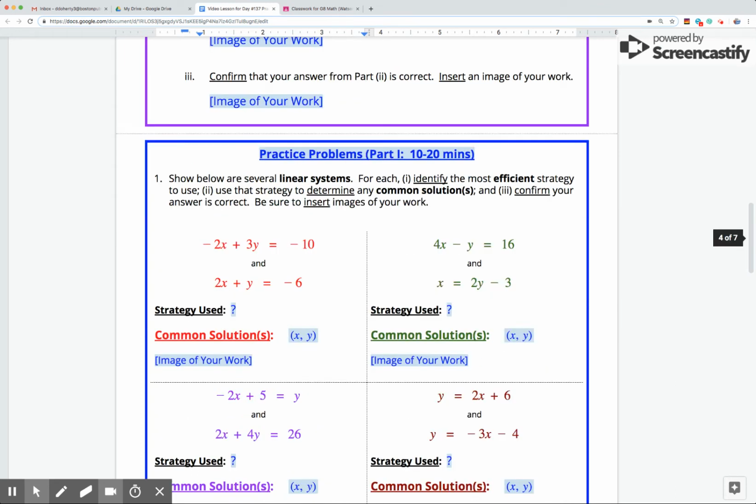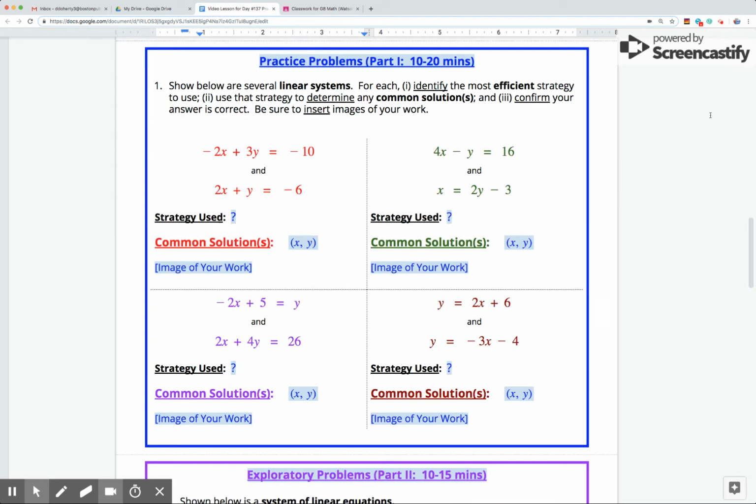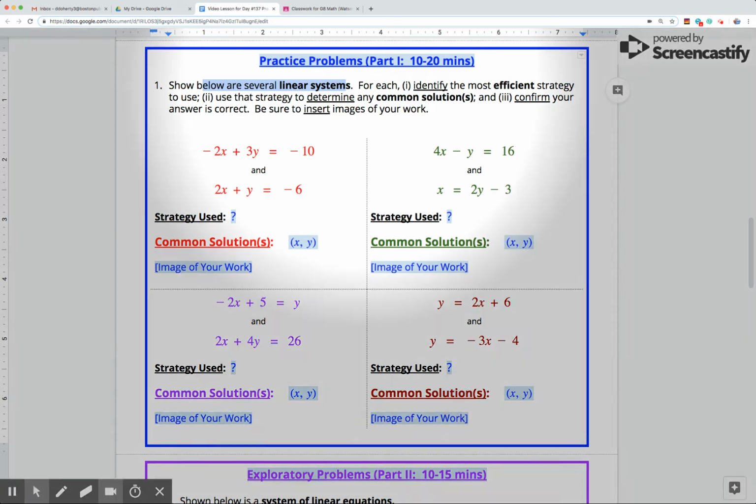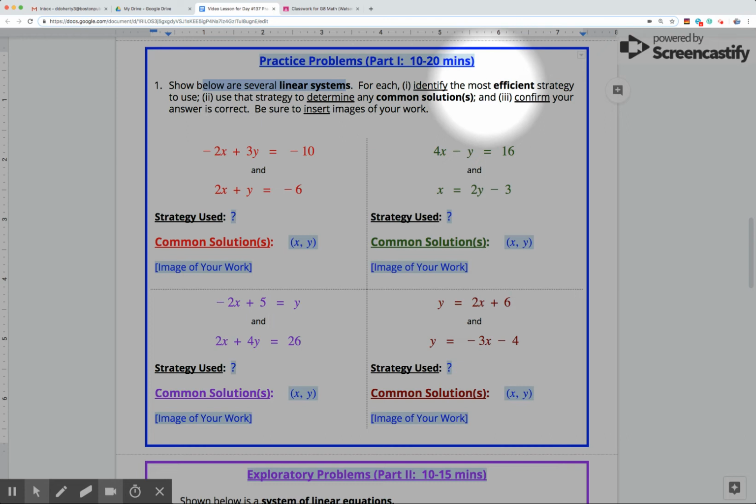So we're going to focus on these four problems here for practice problem number 1. Each one of them was a linear system, and they said for each of them to identify the most efficient strategy, to use that strategy to determine any common solutions, and then finally to confirm your answer is correct at the end.